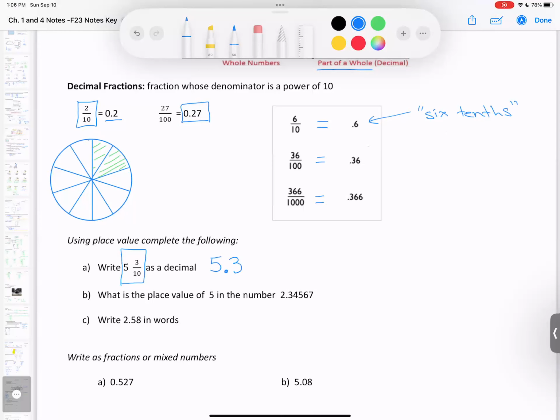All right, next one. We're looking for the place value of this 5 right here. The 3 is going to be in the tenths position, that 4 is in the hundredths, and that 5 is in the thousandths position.